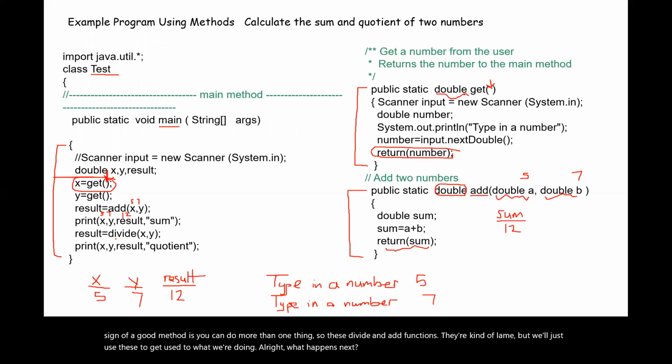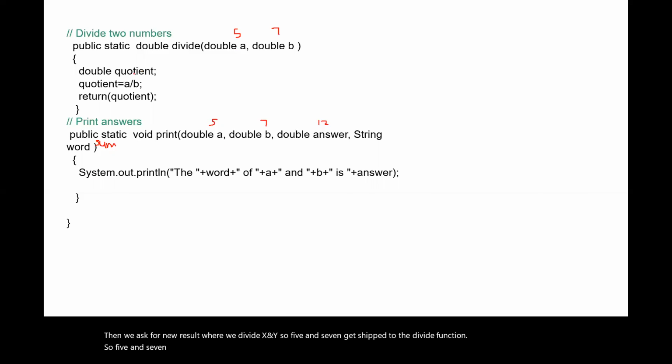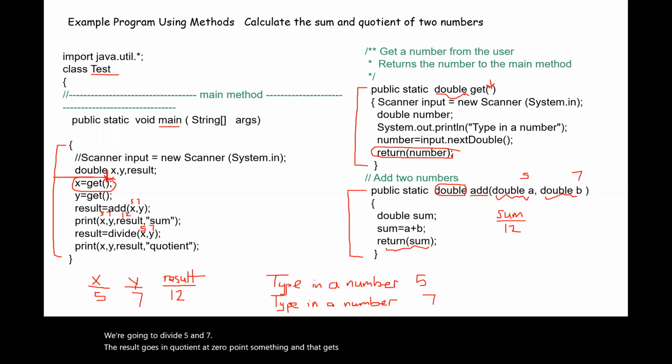Then we ask for a new result where we divide x and y. So 5 and 7 get shipped to the divide function. So 5 and 7 come in here. We're going to divide 5 and 7. The result goes in quotient. It's 0 point something. And that gets returned over here to this result. So whatever 5 divided by 7 is. And then we print 5, 7, whatever 5 divided by 7 is, and the word quotient.